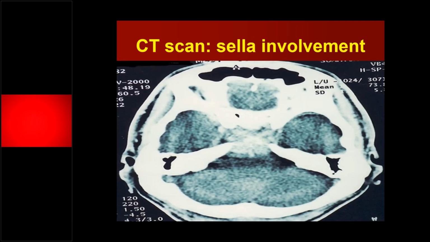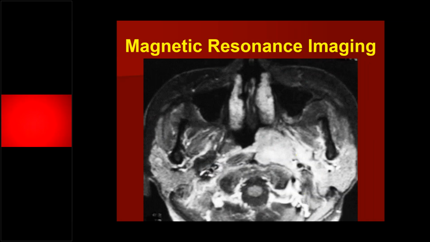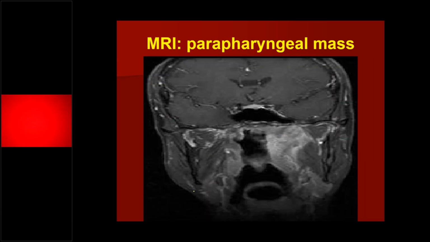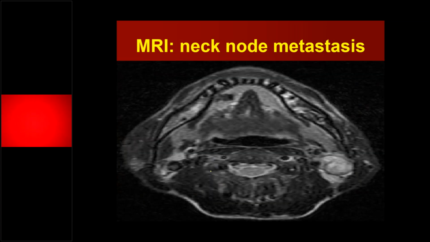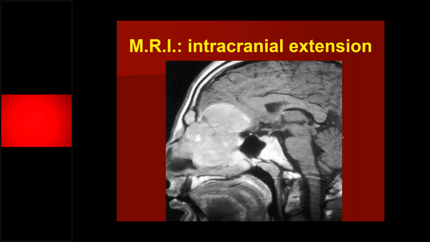It can spread superiorly and involve the sphenoid sinus and sella turcica also. On MR imaging, you can see the density here, with invasion of the parapharyngeal space, as you could see in this region. Neck node metastasis, you could see nodal metastasis on MRI. Intracranial extension, I told you, ICE. This can be the intracranial extension.